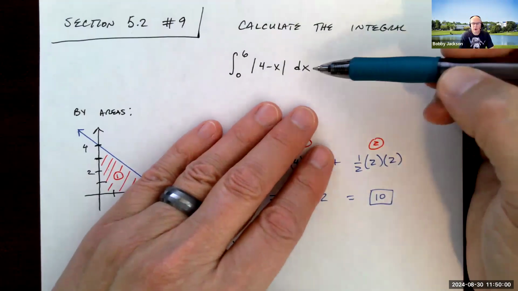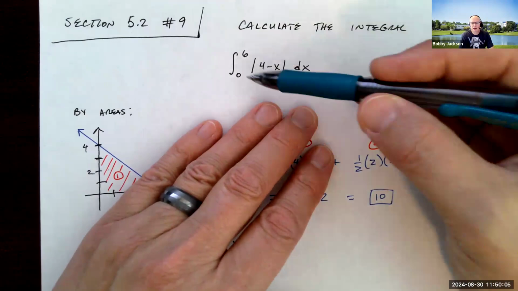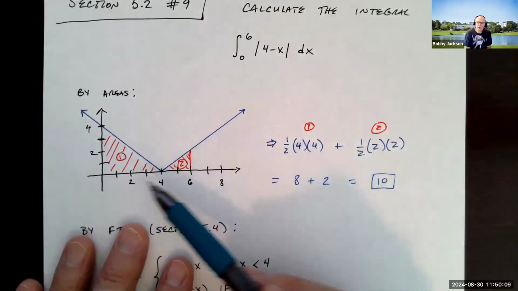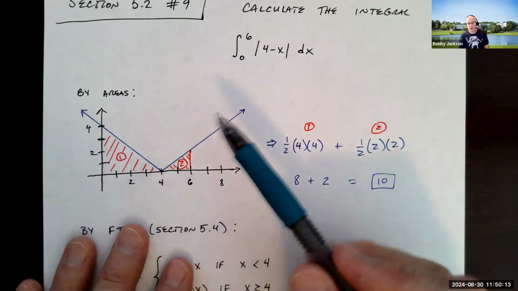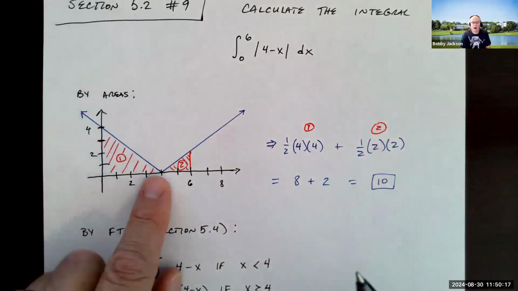So I'm going to graph the function absolute value of 4 minus x on the interval from 0 to 6. That's what I've done here. The absolute value of 4 minus x is literally just the absolute value of x function shifted 4 units to the right. Or you can just plot points, right?